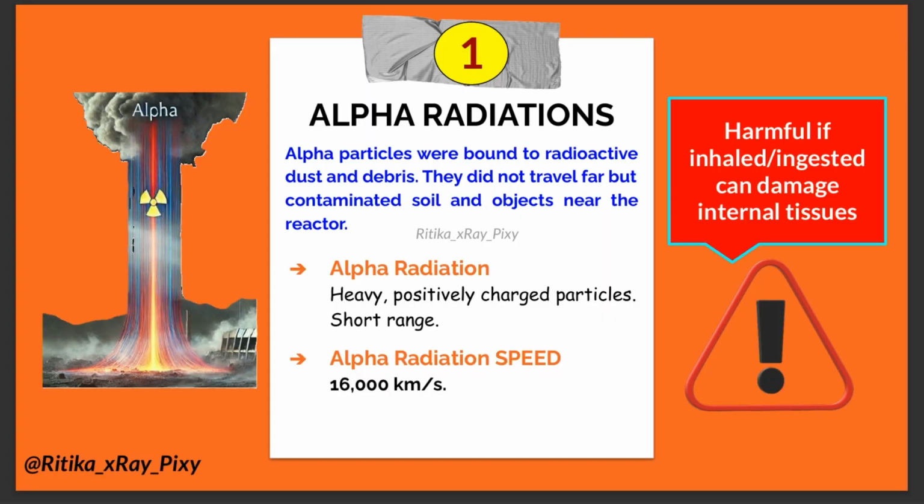Alpha radiation is less penetrating but dangerous if inhaled or ingested. Alpha radiations are relatively slow because they are large and heavy, composed of two protons and two neutrons, with a speed around 16,000 km per second, that is 10% of the speed of light. They cannot travel far in air, just a few centimeters, and are stopped by paper or skin. Their slower speed makes them less penetrating but more damaging if they enter the body.